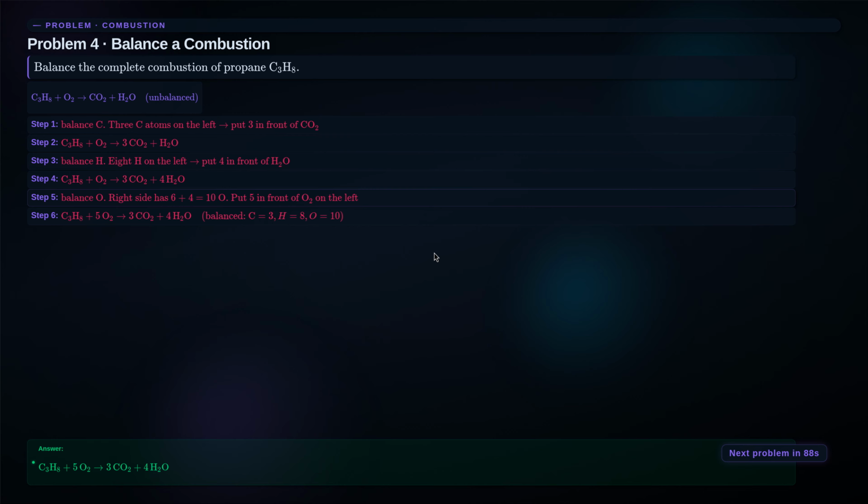Check solubility rules. Sodium chloride is soluble in water, so it stays dissolved. Barium sulfate is insoluble. It forms a white precipitate. Step 4. Write the balanced molecular equation. BaCl2 plus Na2SO4 yields BaSO4 solid plus 2 NaCl.